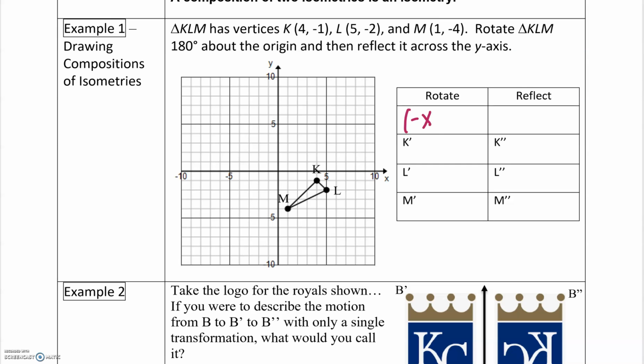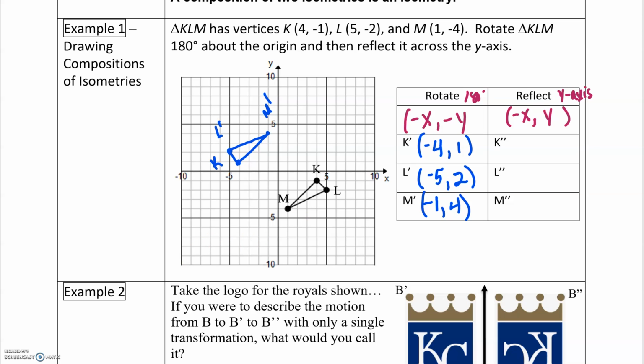Rotating at 180: negative x, negative y. And then reflecting it across the y-axis is changing it horizontally, so negative x, y. All right, so I'm going to do it more using the rules. My first one is going to be negative 4, 1, just changing both of the signs to be opposite. And I'm going to graph that one, and then I will do the reflection after that.